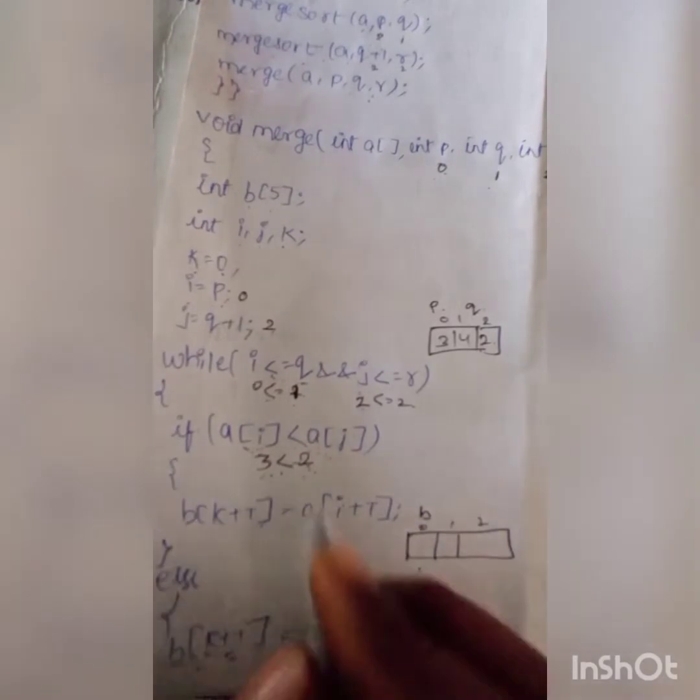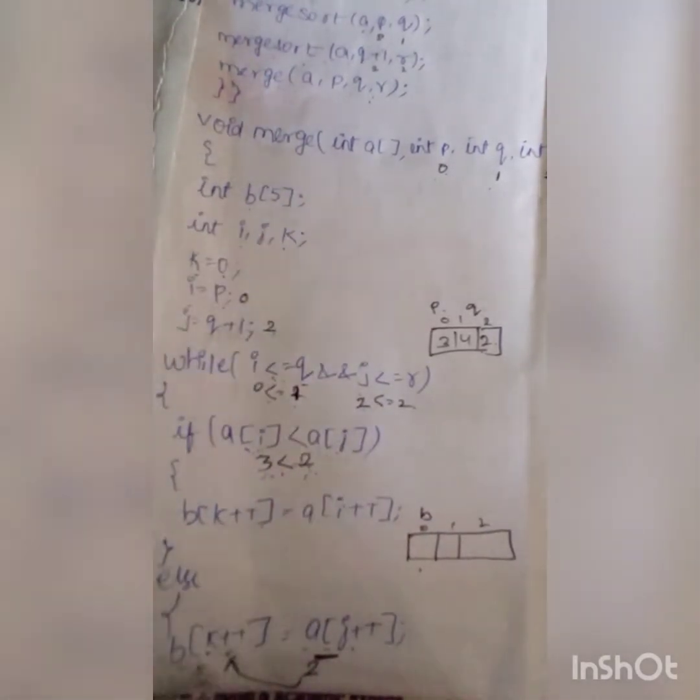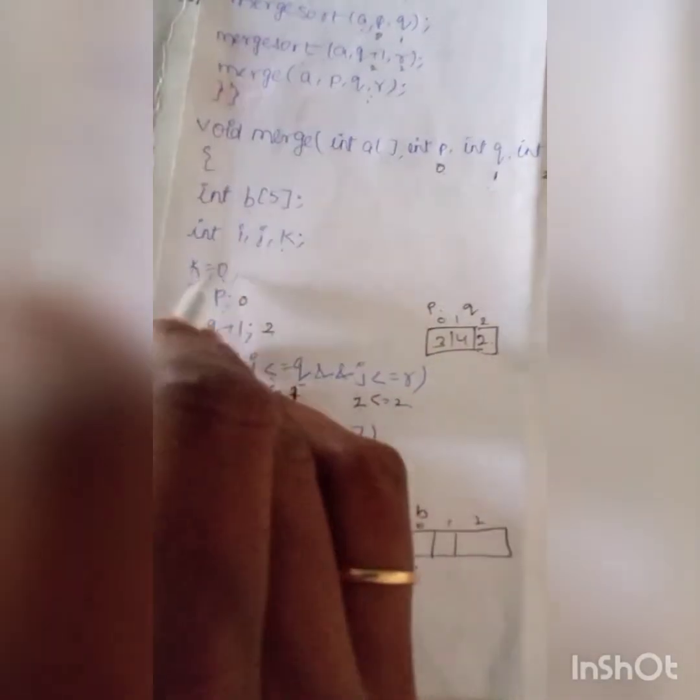a of j means what? a of j is 2. You have to store this 2 in b of k. k is 0, initially we have considered 0.